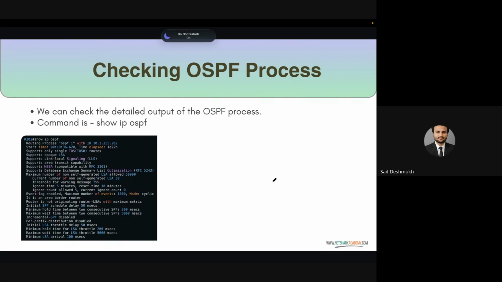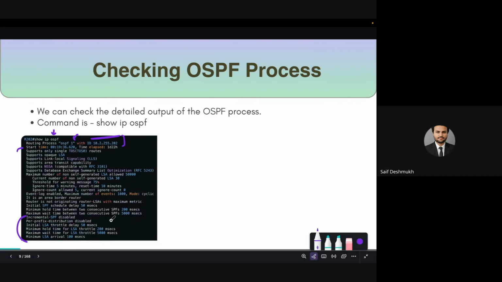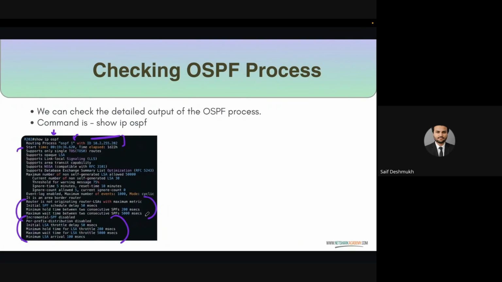When we enable the OSPF process, we can use the show ip ospf command to check the process-related information. What process are we using? What router ID has been selected, whether it was a manual process, when it was started, and information regarding LSAs, how they behave, and how the SPF is actually being calculated.